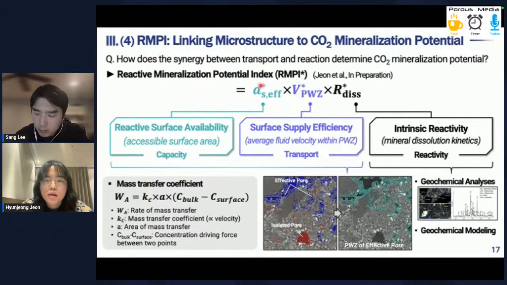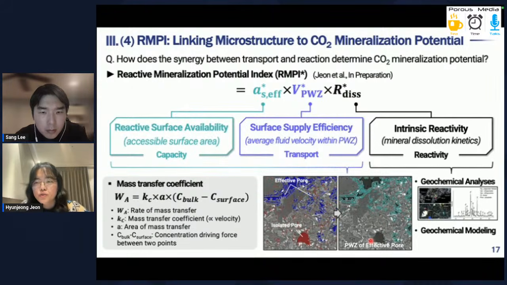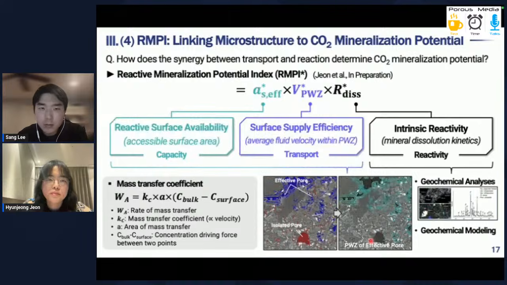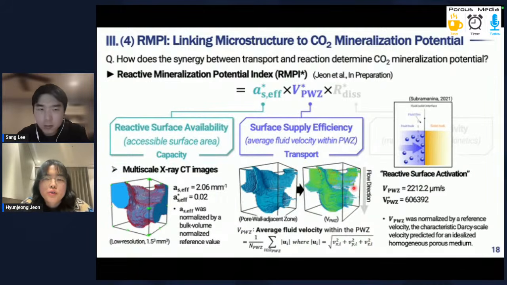This mathematical structure is analogous to the mass transfer coefficient formula, which is commonly used in surface reaction kinetics. And the most distinctive feature of this index is that its primary physical terms are derived directly from high resolution imaging, capturing the hidden physics from the microstructures of the rock. So, moving on, let me explain in more detail how we determined each of these terms.